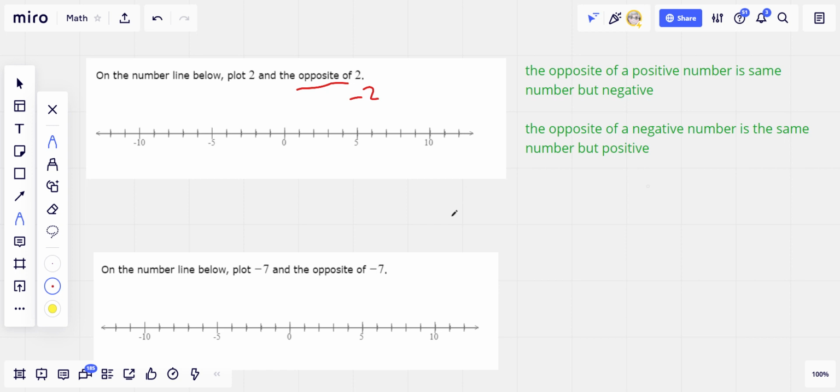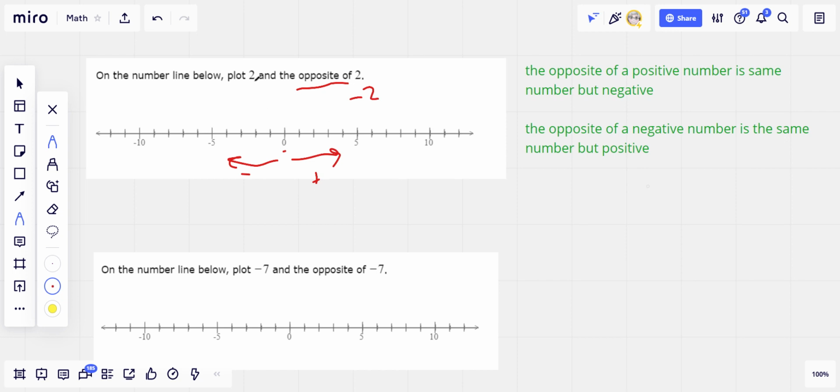So the opposite of 1 is negative 1. The opposite of negative 5 is positive 5. So once you know that, it shouldn't be too tough to plot these on the number line. You know that starting at 0, positive numbers go in this direction and negative numbers go in that direction. So you can just count from 0 or use the guidelines to help you count.